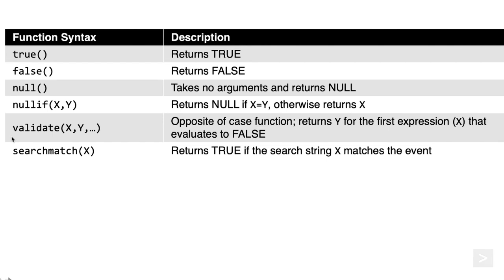Validate function is actually going to be the opposite of the case function in that it will return the second argument of y for the first expression that evaluates to false instead of true. And then lastly, search match returns true if the actual search string passed in to that function matches the event.